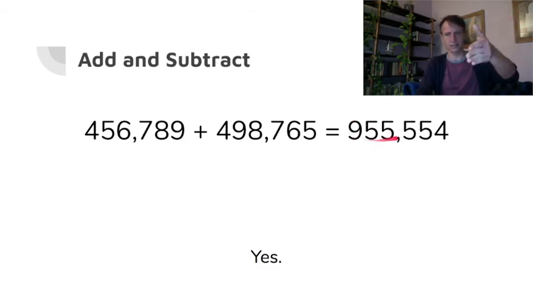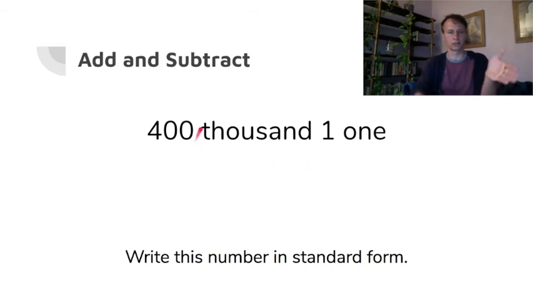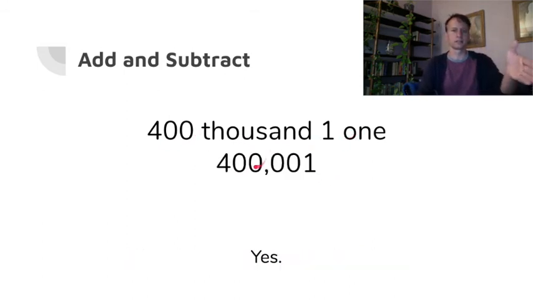And so if you ever do have any trouble saying these numbers, you can look at it every time you see the comma. You just read this as if it were a standalone number. 955, we come to the comma, we say thousand. 554, read them as standalone numbers. So for example, here we have 400,000s and 1. 400, I just read it like a regular number, say thousand for the comma, 1. Got it.